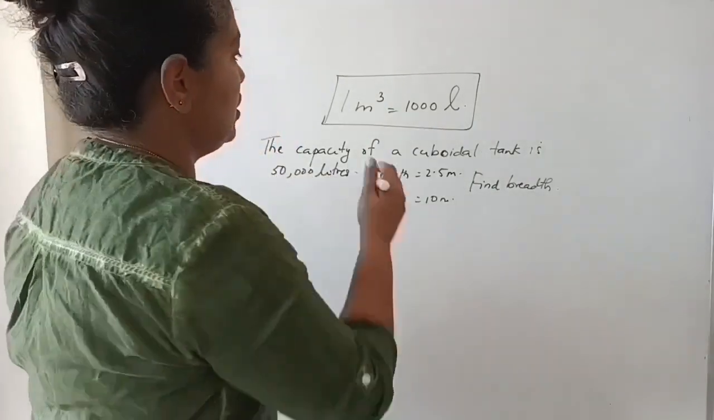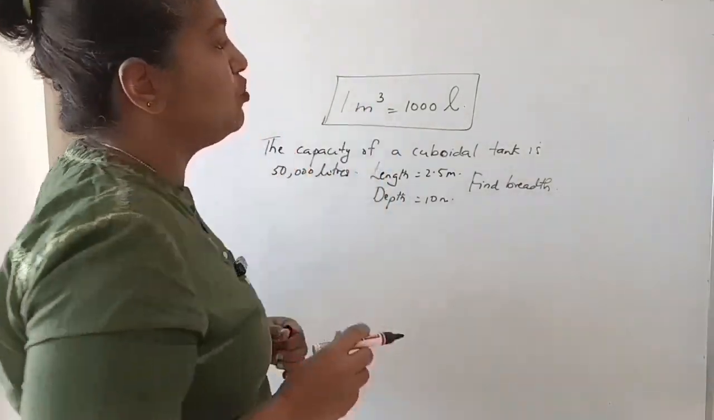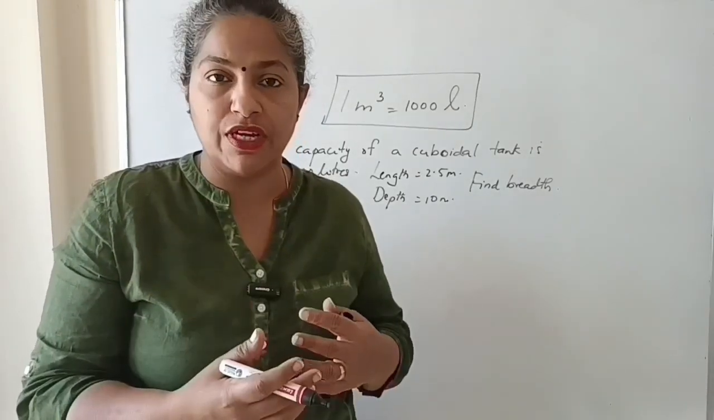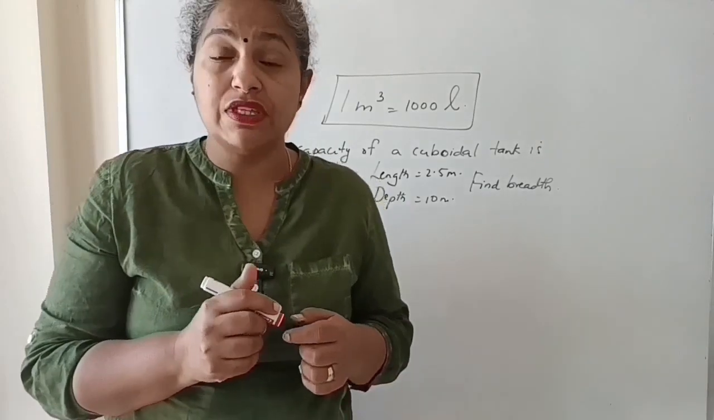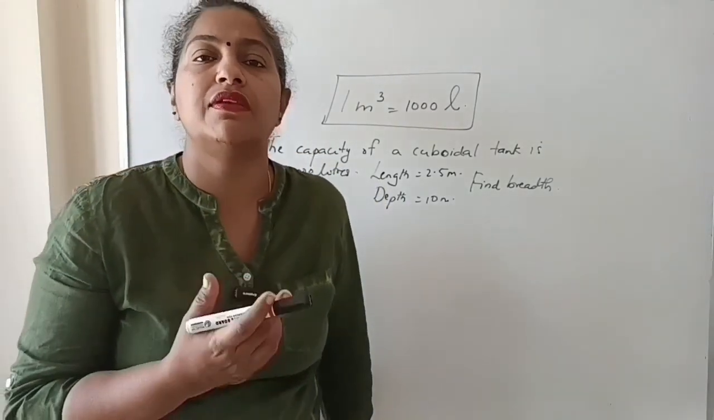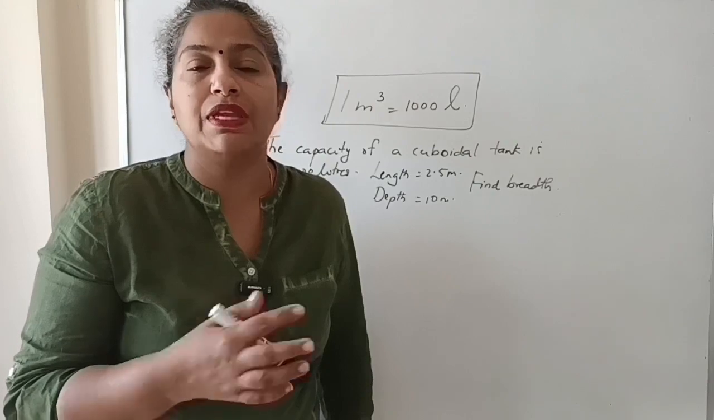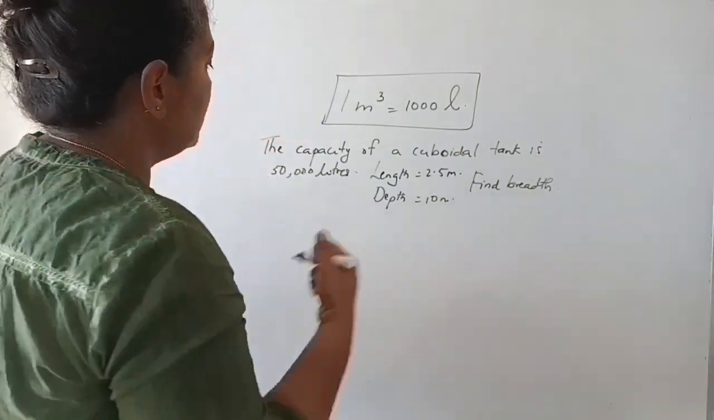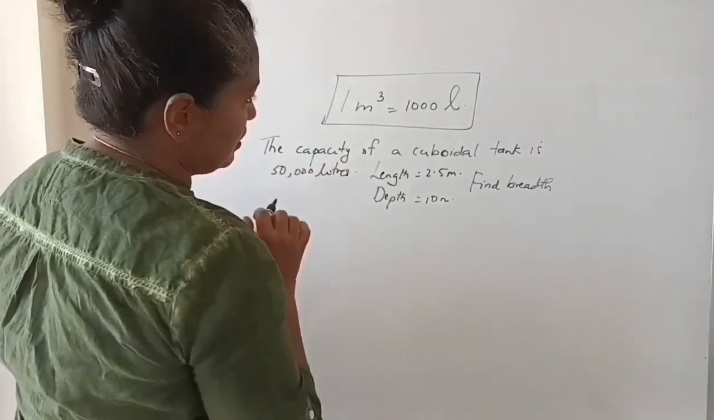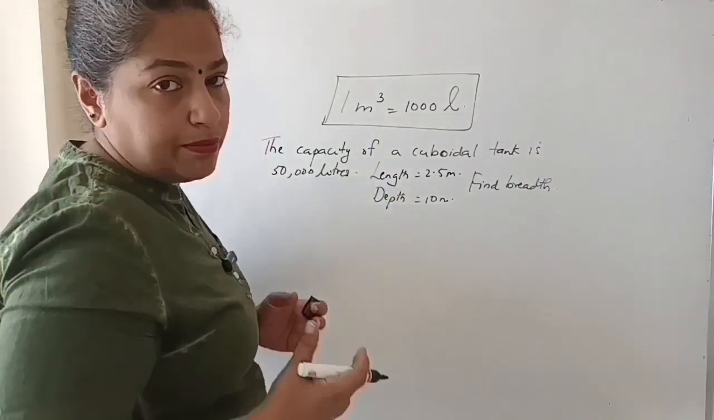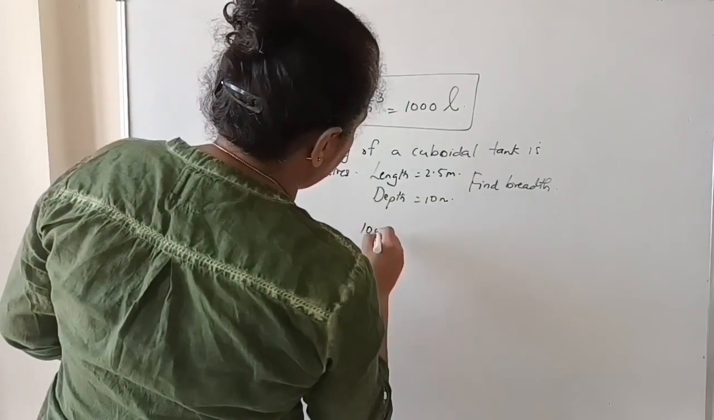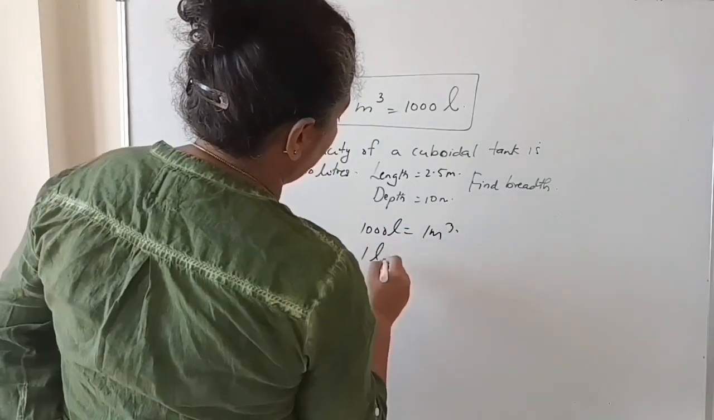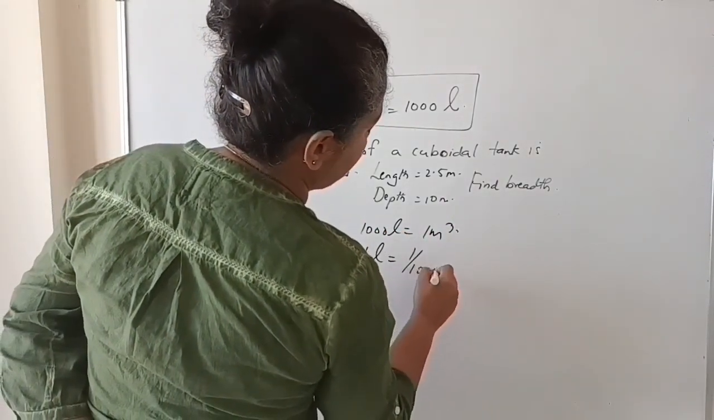For that particular conversion, we need to use this: 1 meter cube is 1000 liters. That is a conversion that you need to study, and same in the case of surface area, we need to study how to convert a centimeter into meter or a decimeter into meter, etc., depending upon the unit that you are comfortable using. Fine. So the capacity of a cuboidal tank is 50,000 liters. I need to convert it into meter cube. I know that 1000 liters is 1 meter cube. Or I can say that 1 liter is 1 by 1000 meter cube.